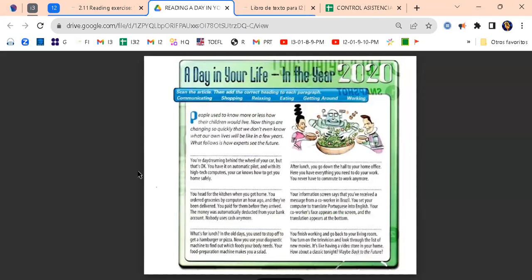Okay, so which could be the heading for that paragraph? Communicating, shopping, relaxing, eating, getting around, or working? What do you think? Which would be the best heading? ¿Cuál podría ser el encabezado perfecto para ese párrafo que acabamos de leer? Maybe automatic pilot of your life. Okay.